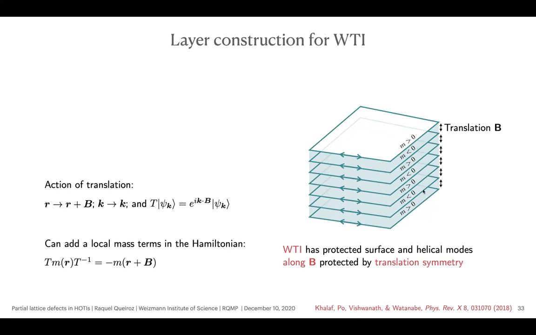So the mass would be zero on the side surfaces. So a weak TI is always characterized by a translation. And if you have a surface along that translation, the surface is gapless. So this entire surface would have protected modes. And the surface which is perpendicular to that translation would be gapped.